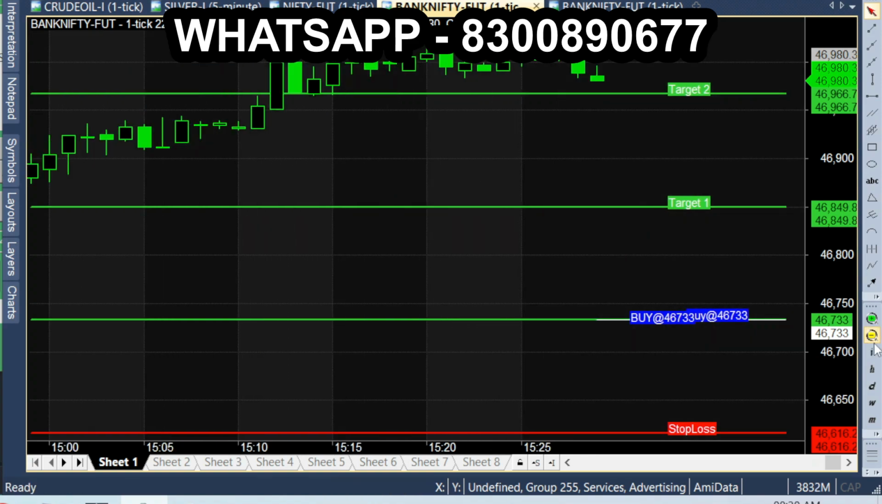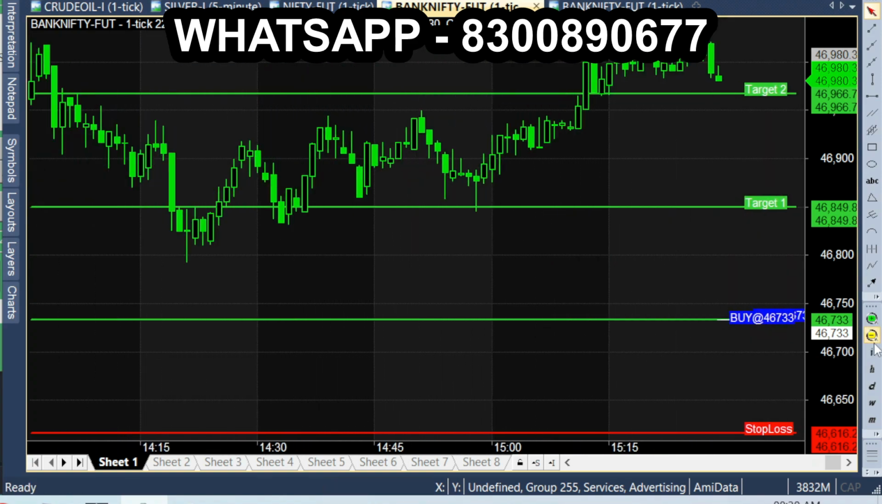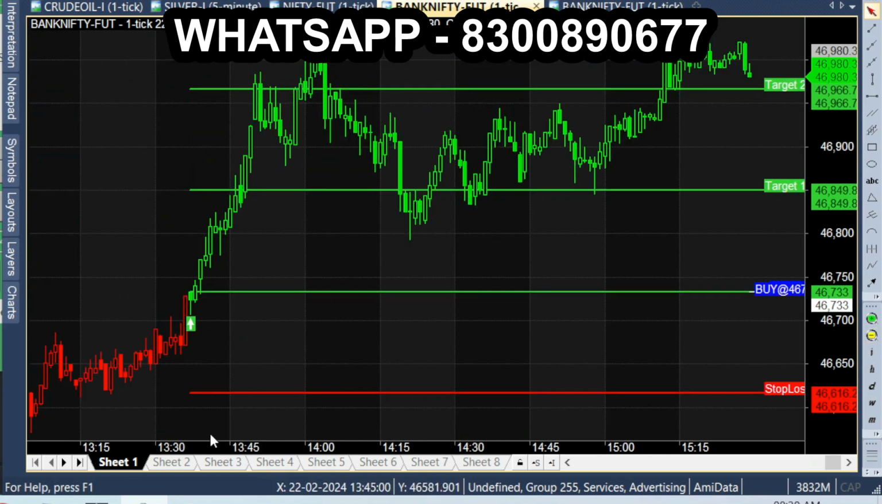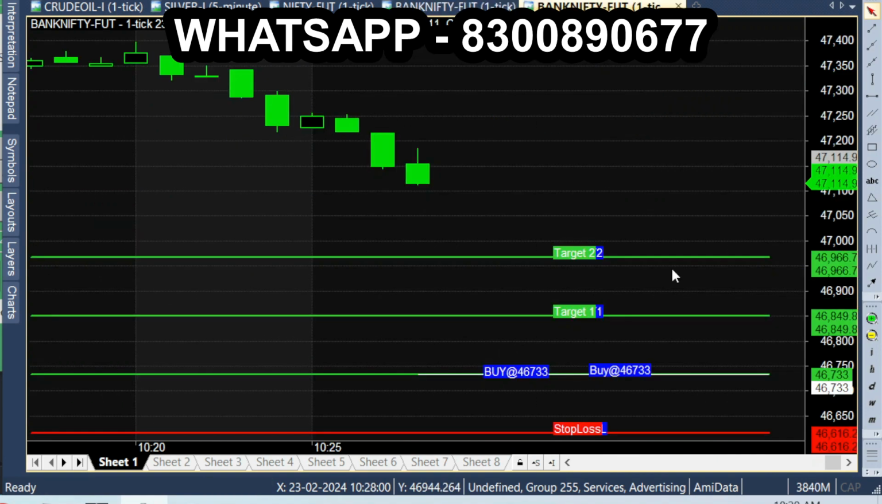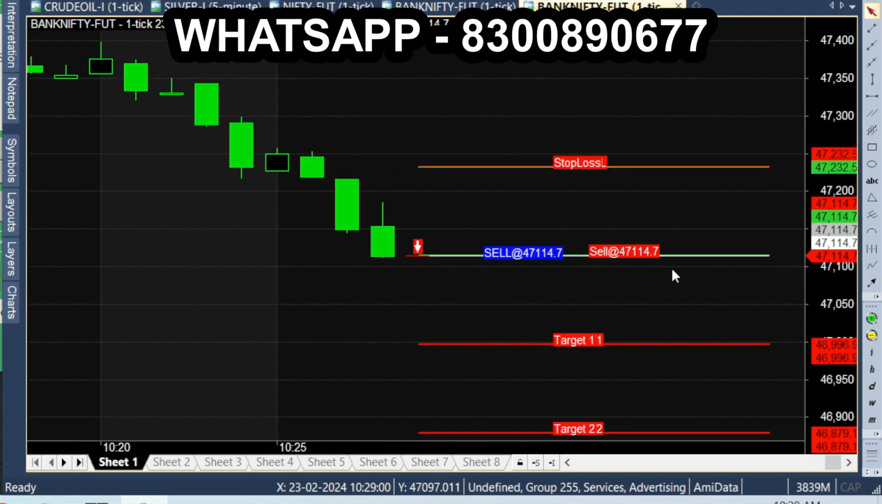Automatic buy sell call generator. In this chart automatically you will get calls. Likewise yesterday a buy call started, that bullish momentum followed today. Today after 10:25 am we have received this sell call.